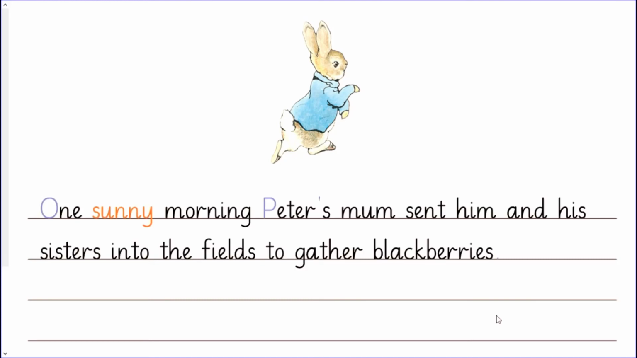Here is my first sentence. Read it with me. One sunny morning, Peter's mum sent him and his sisters into the field to gather blackberries. I have remembered to use a capital letter for the start of my sentence and for Peter's name. I have also used an adjective to describe the weather.